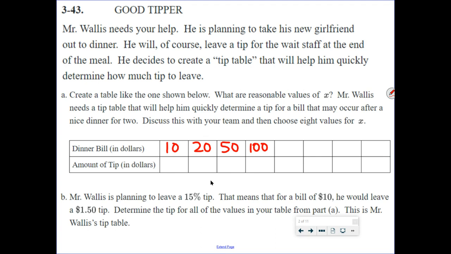So $100 is not out of the ordinary. Even here in Champaign, you can find restaurants where you easily spend $100 on two people. Some of you have done that. You could also spend like $120 or $150, maybe even $200.